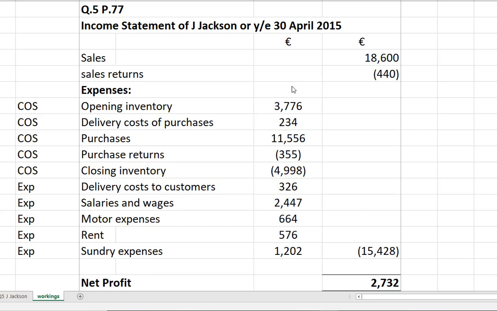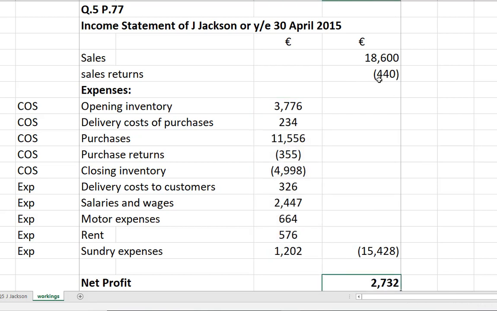And there's our sales, less our sales returns, and then all the expense items that we met. And all I've done is grouped anything to do with purchases together here. Opening inventory, delivery costs of purchases gets reduced by purchase returns and gets reduced by inventory. But basically, if you had your sales less your sales returns, less all of your expenses, and all our expenses here added together sum to 15,428. So sales less sales returns less all of these gives you a net profit of 2732.